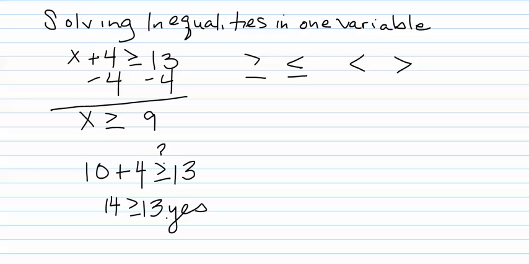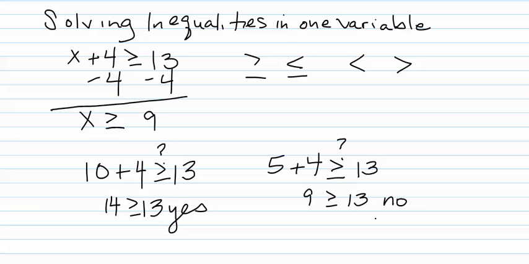If I were to choose a number that isn't in the description of this inequality, for example, let's choose 5. 5 is not greater than 9. 5 plus 4. Does that give me a number that's greater than or equal to 13? No, it gives me 9. 9 is not greater than or equal to 13. Well, the reason I'm getting a statement here that's not true is because I chose a number to plug in that was not part of the original solution set. I needed to choose numbers that were greater than or equal to 9, and I decided to try a number that was less than 9, and you can see that it clearly does not work in that inequality.